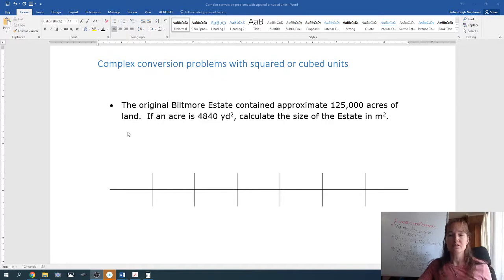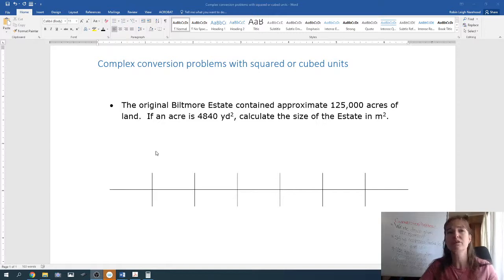If you look at this problem, both problems here are about two large landmarks in North Carolina, one being the Biltmore Estate and one being Pilot Mountain. The original Biltmore Estate contained approximately 125,000 acres of land. If an acre is 4840 square yards, calculate the size of the estate in square meters.